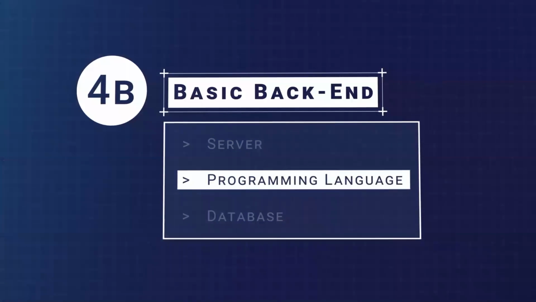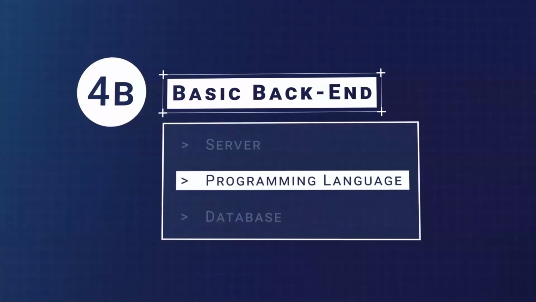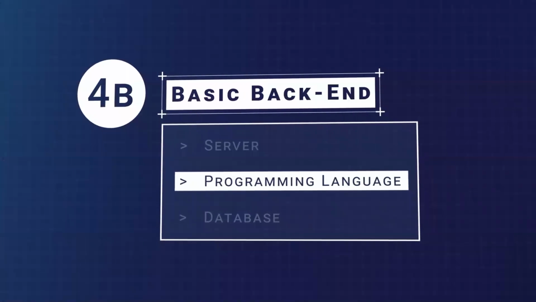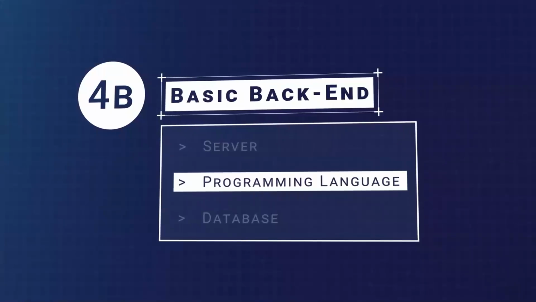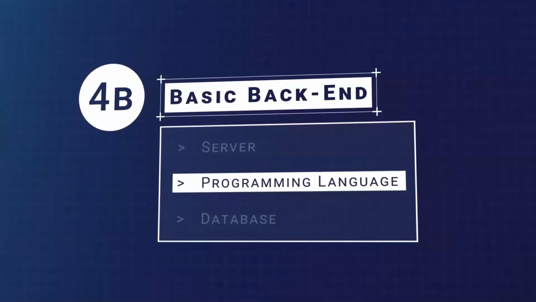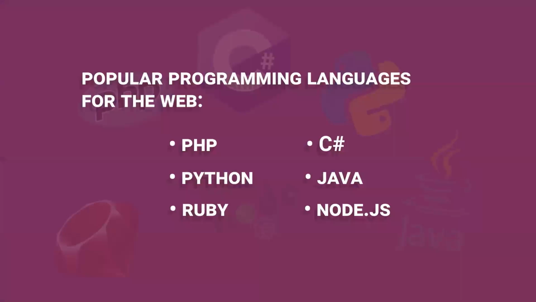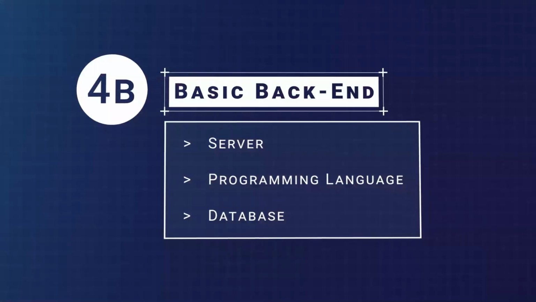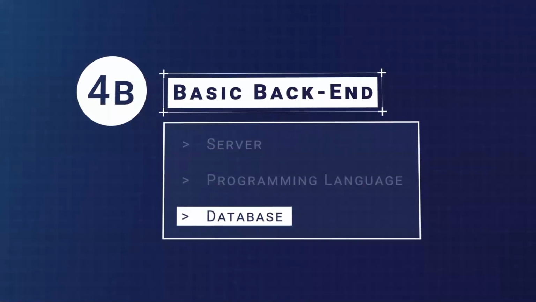On the server, you need to use a programming language to write the functions and logic for your application. The server then compiles your code and conveys the result back to the client. Popular programming languages for the web include PHP, Python, Ruby, C#, and Java. There's also a form of server-side JavaScript, Node.js, which is a runtime environment that can run JavaScript code on the server.